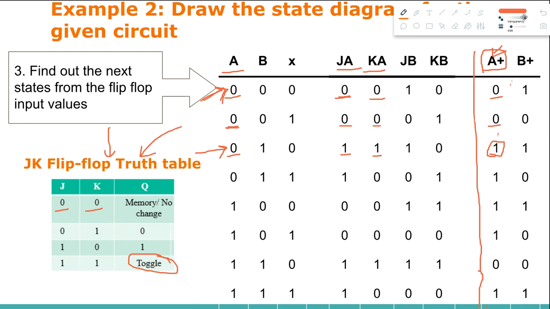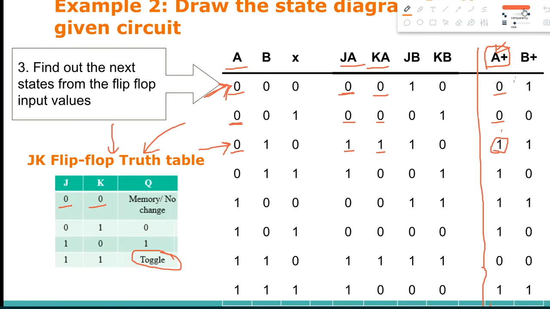Now when we want to calculate B plus, we will only consider JB, KB and B from this side. Let's say for the first row we have 1 0 as the flip-flop inputs. We go back to the truth table, find 1 0 in the inputs, and see what the output is. The output is 1. Since we are getting a value directly, we'll just put the value: 1 0 produces 1, so we write 1 in the next state.